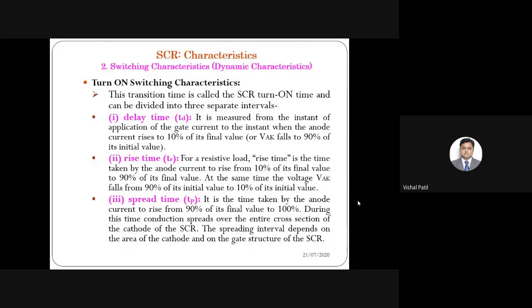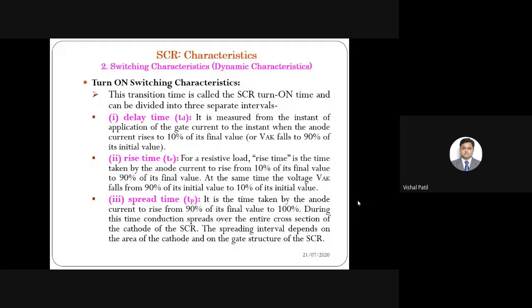Okay, now actually from 10% to 90% current increases. That time interval is called as rise time. So for resistive load, rise time, it is the time taken by anode current to rise from its 10%. Now up to 10% we got the delay. From 10% onwards to 90% of its maximum value, we say there is a current increase. We say rise in a current. So that is rise time. So at the same time, the voltage across anode to cathode falls from its 90% to 10% of its maximum value. That is what is happening with the current.